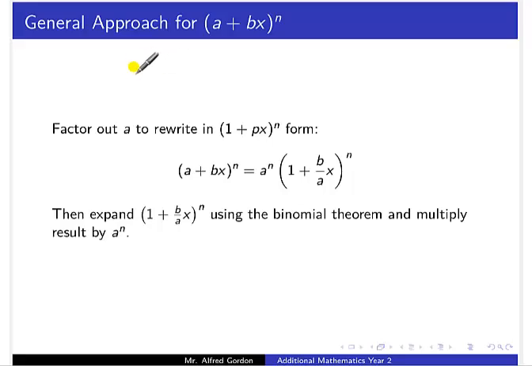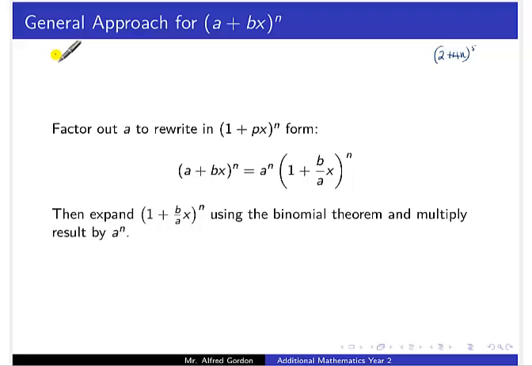Hello and welcome to the fifth lesson on binomial expansion. In today's lesson, we shall be looking at the general approach for expressions of the form a plus bx to the power n. So for instance, we could have an expression of the form 2 plus 4x all to the power 5, where a, b and n are constants.